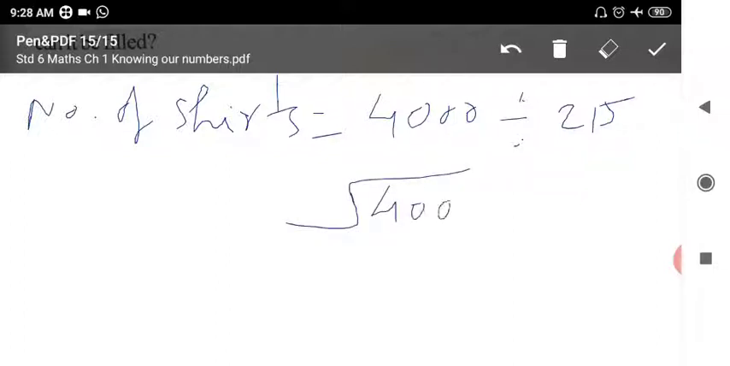4000 divided by 215. Now 215 is a 3-digit number, so we have to only take first 3 digits. How many 215s are in 400? That we have to find. Now 215 table we don't know, so we have to just assume by doing a multiplication, and we have to find 400 or less than 400. So let's see here.